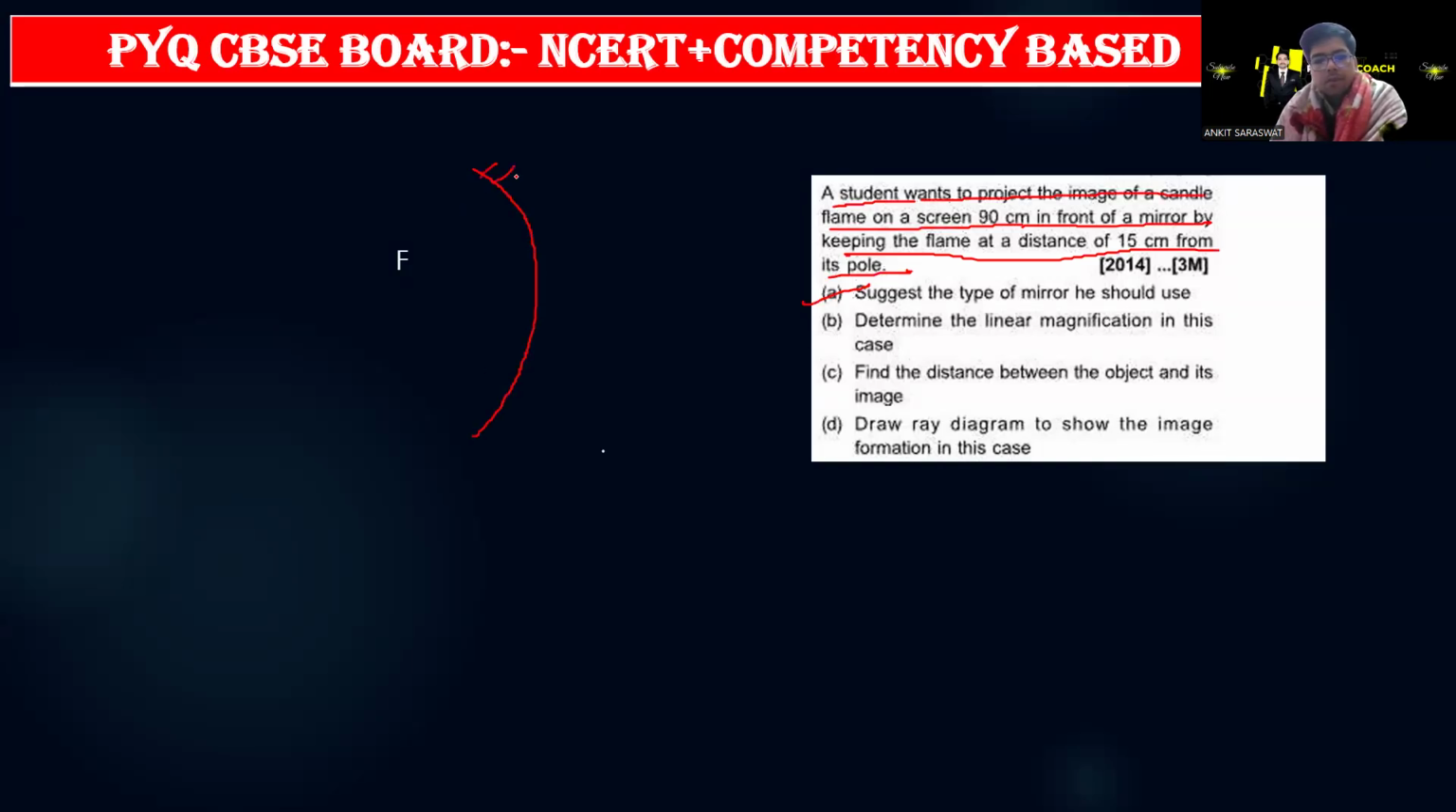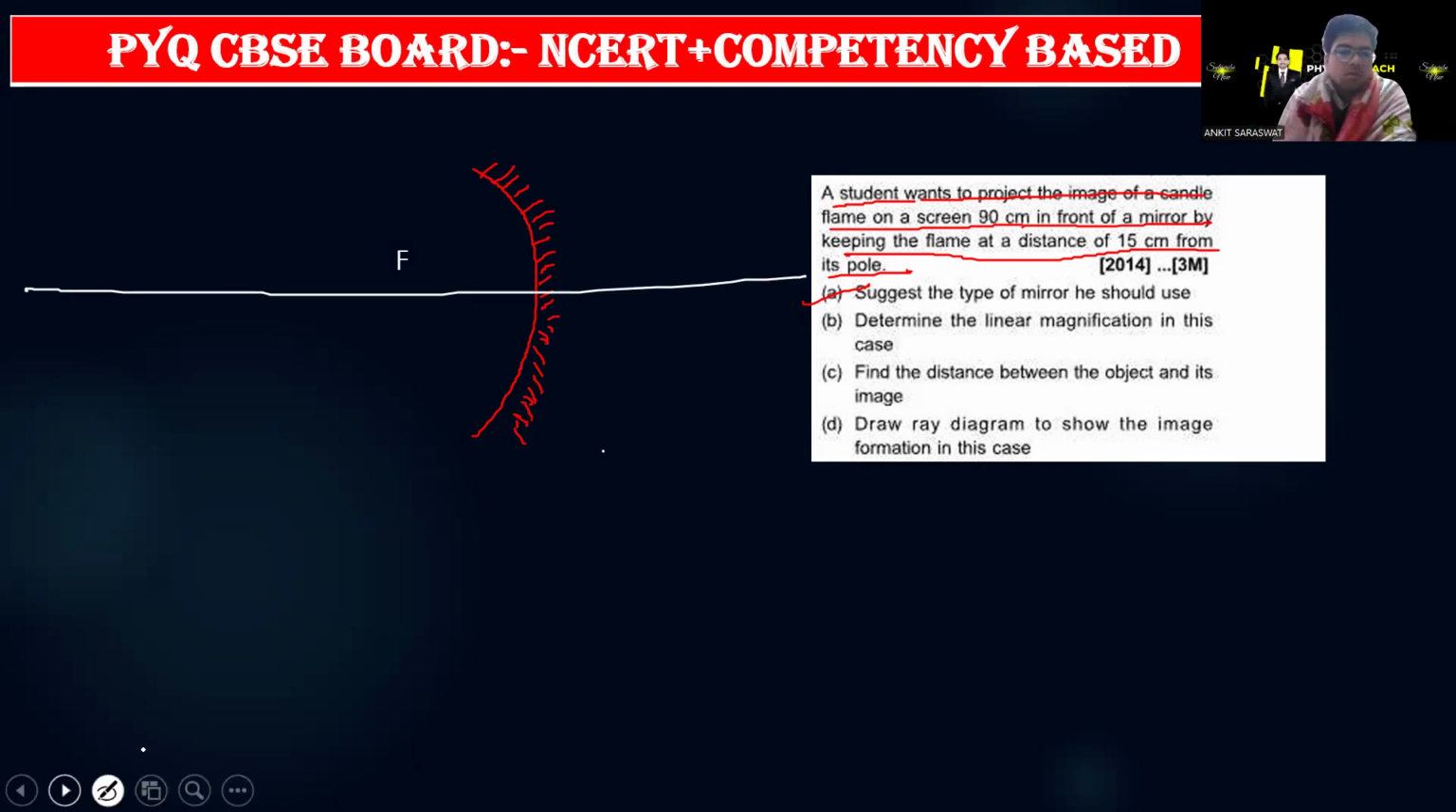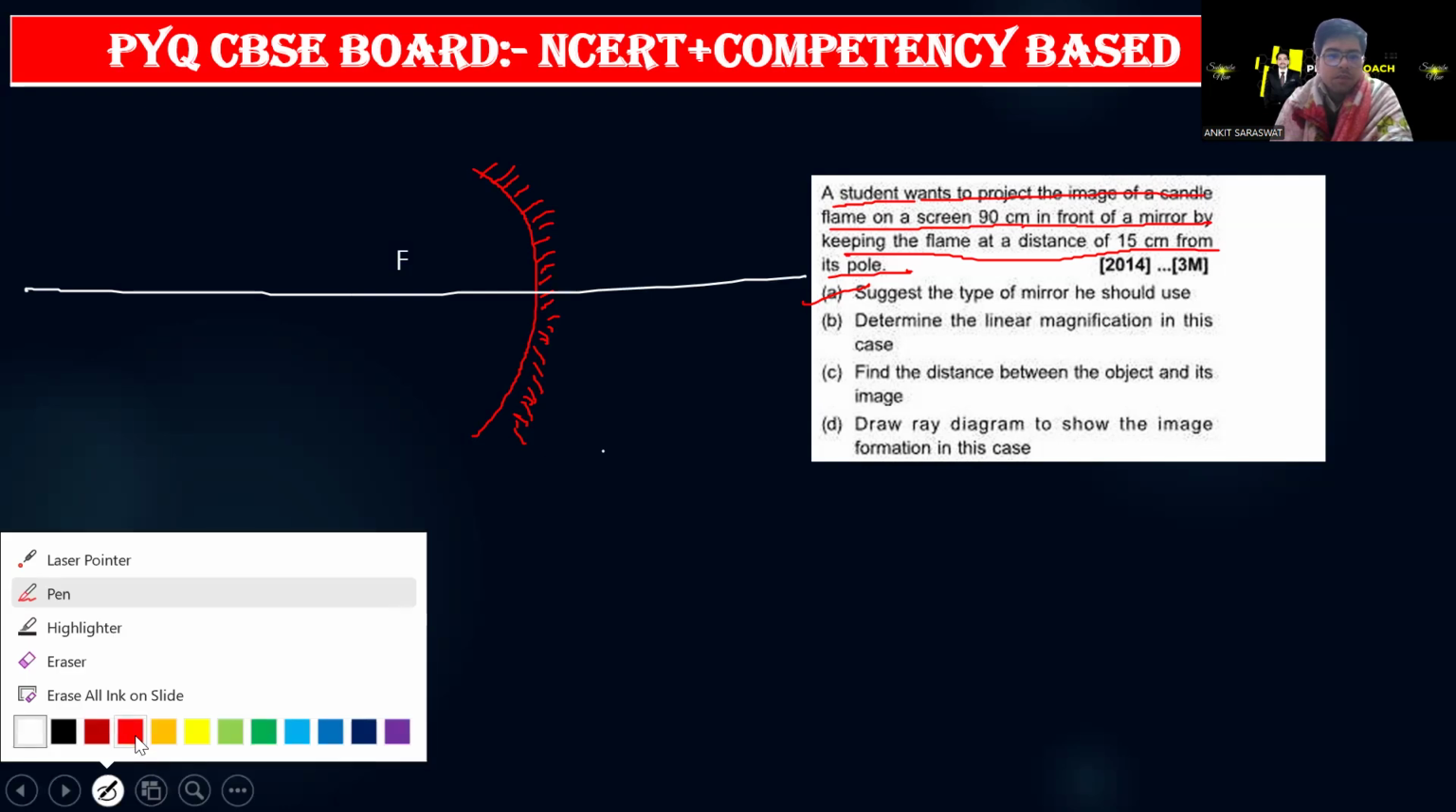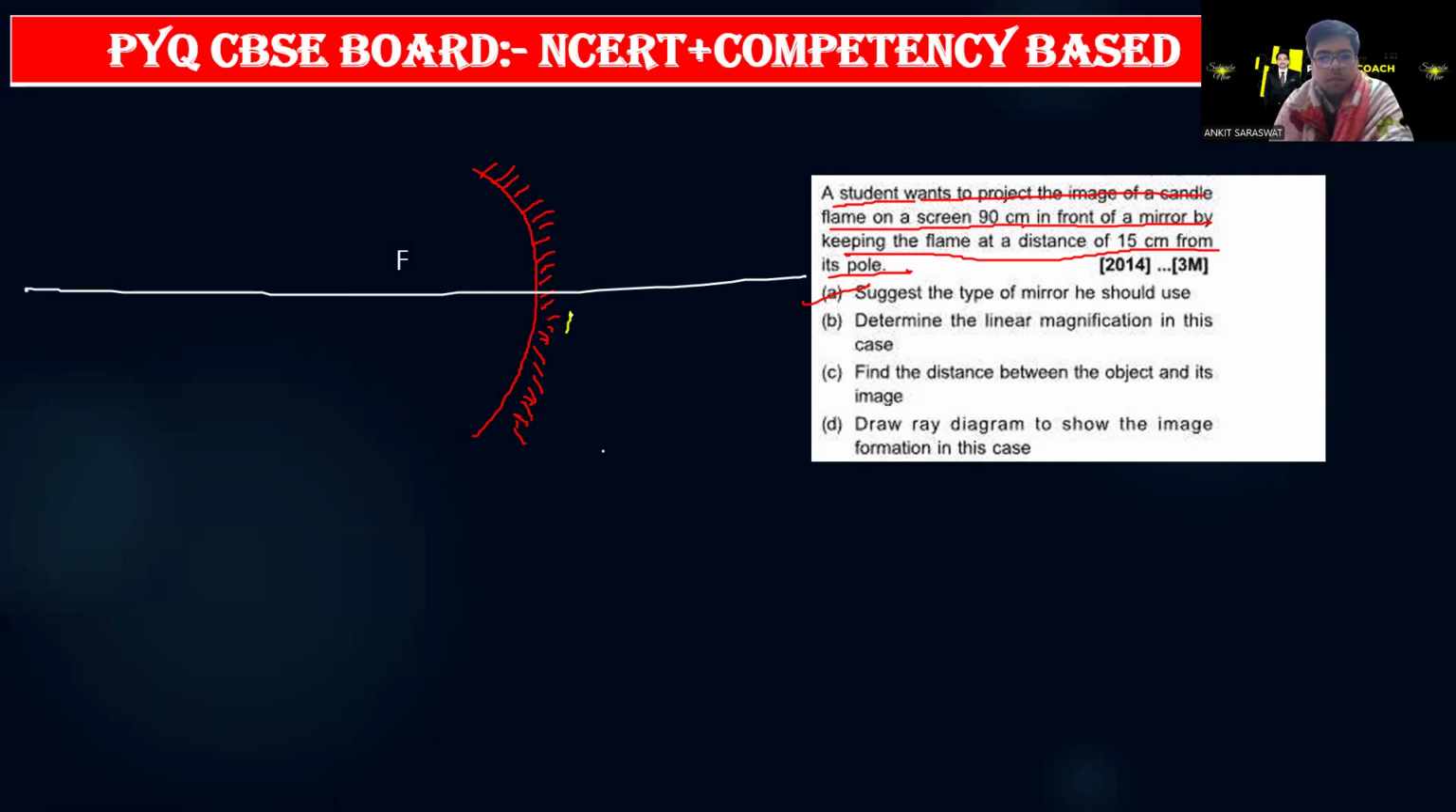Okay. So it is only which mirror. Let's draw like this. You can draw in this way. This is our pole, focus, center of curvature. Suggest a type of mirror. That is, first answer is concave mirror.